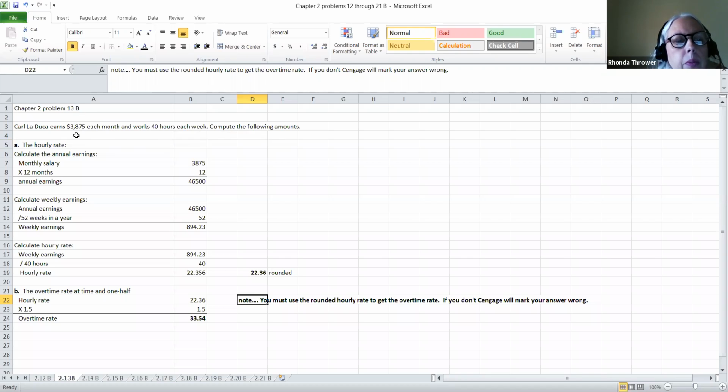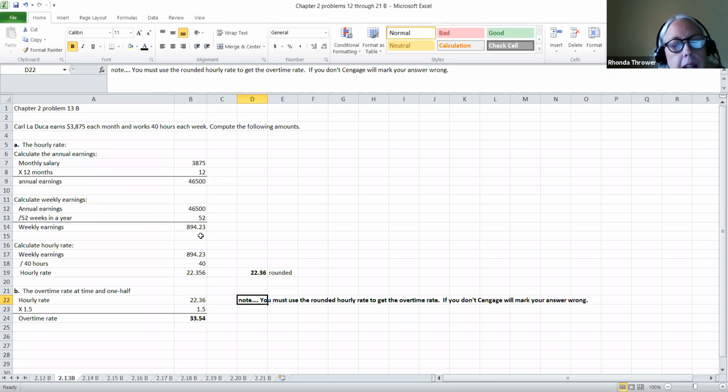When we know what the amount is per month that they're earning, you must annualize the wages. And to annualize the wages, we take this monthly amount and we multiply it by 12 months in a year, and that will give you the annual earnings. Once we have the annual earnings, we can calculate the weekly earnings by taking the annual earnings that we calculated here and dividing them by 52 weeks in a year. This would give you the weekly earnings.